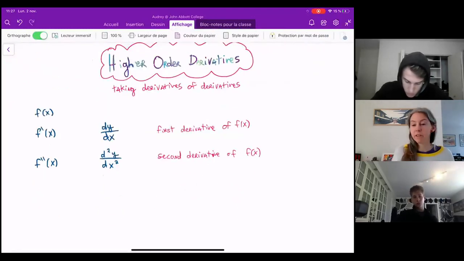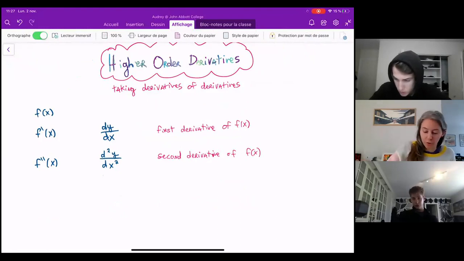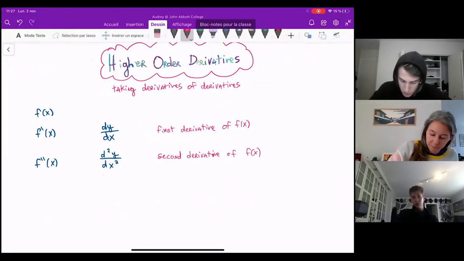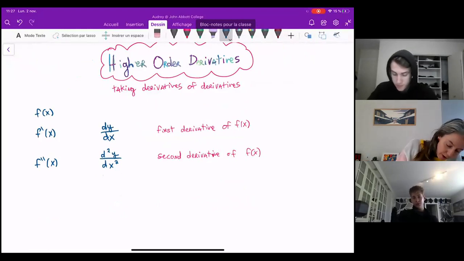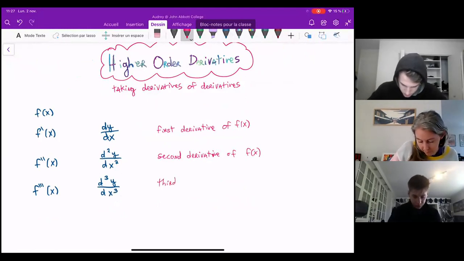But because the derivative is a function, and therefore the second derivative is also a function, I can take the derivative of that as well and get the third derivative, which would be f triple prime of x, or d3y dx3. This is my third derivative.